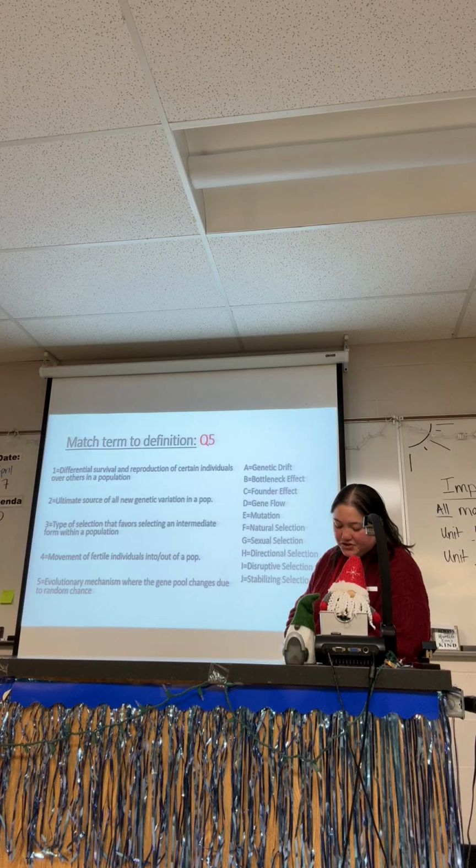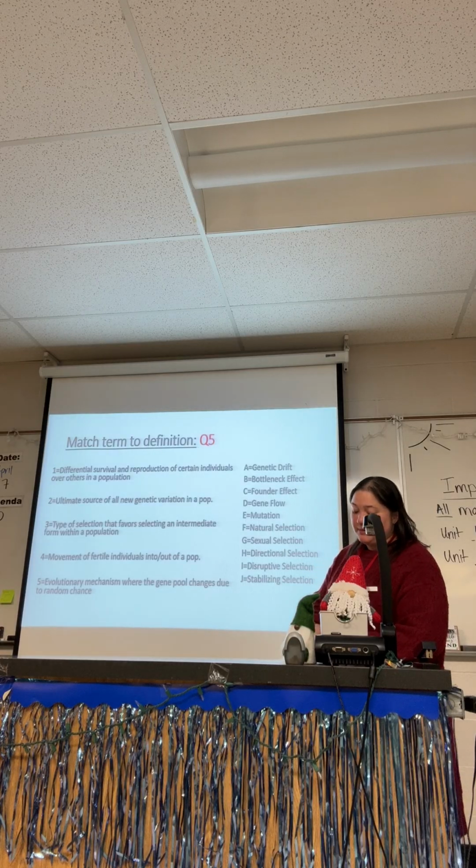Number 8, type of genetic drift caused by a near extinction event in a population. Good. And then number 9, type of selection that favors selecting one extreme form within a population. Good, directional. And then 10, type of genetic drift caused by the establishment of a new small population away from the parent population. Founder effect.